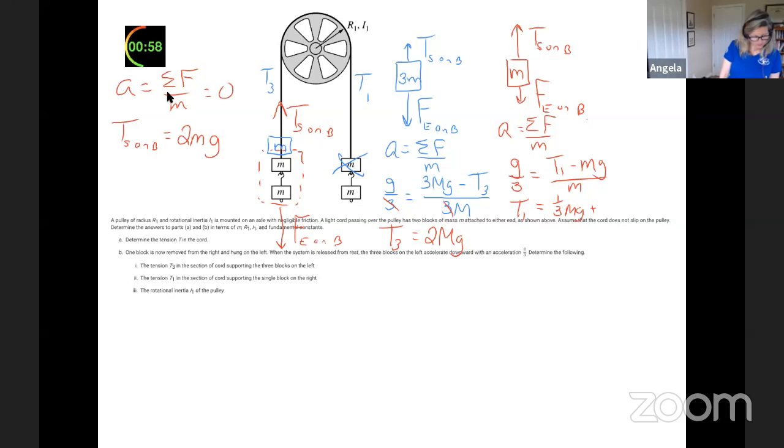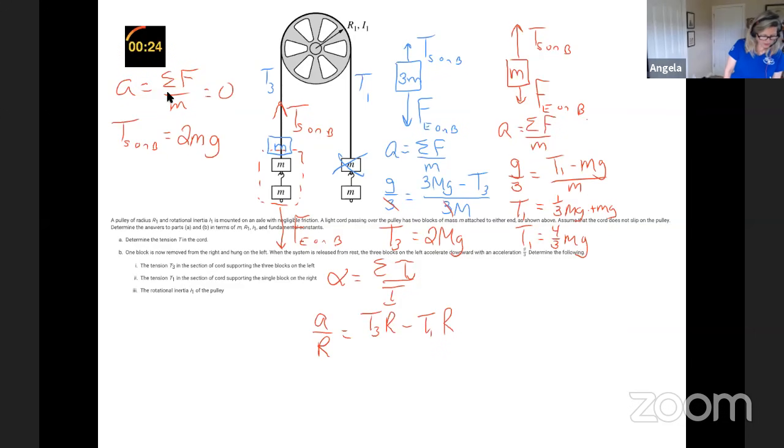No, plus mg. So T1 is 4/3 mg. Okay, so we got those two. And now we want to get the rotational inertia of the pulley. So for that, we're going to do Newton's second law for rotation. So it'd be alpha, the sum of the torques over I. Remember, alpha is A over R, right? And the sum of the torques on this thing, the positive torques would be the counterclockwise torque. So that's T3 R minus the clockwise torque, T1 R, all over the rotational inertia of this thing.